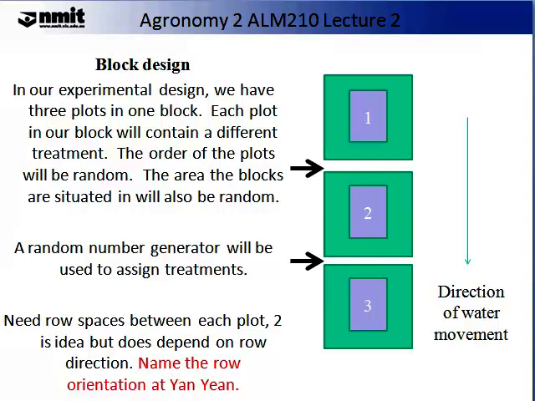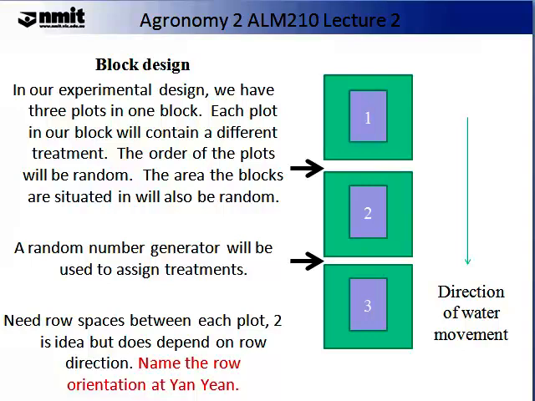Each plot in our block will contain a different treatment. The order of the plots will be random. The area the blocks are situated in will also be determined randomly. I have drawn a simple illustration of each plot in our block. A random number generator will be used to assign the treatments.